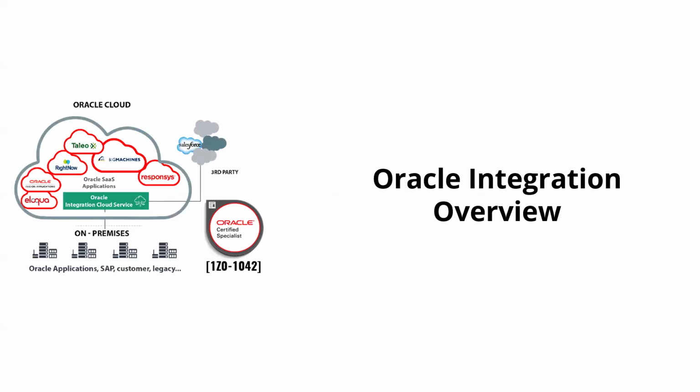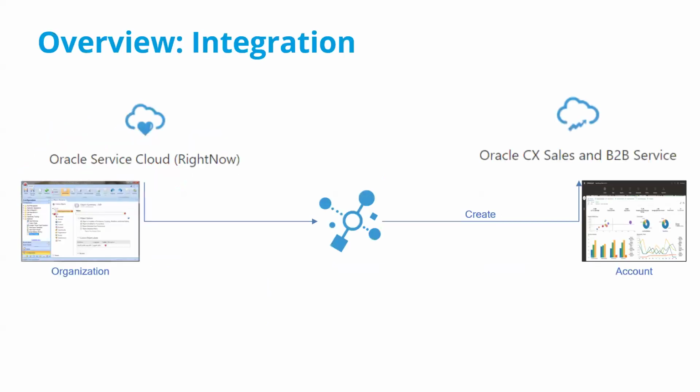Okay, so till now we have seen what cloud computing is and the various service models we have in cloud. Now let's see what OIC, Oracle Integration, is. It's a PaaS platform, a PaaS service. So why do we need it? This is a very common example: we have two systems. We have Service Cloud, which we call RightNow Cloud, and then we have another system like Sales or B2B Service.